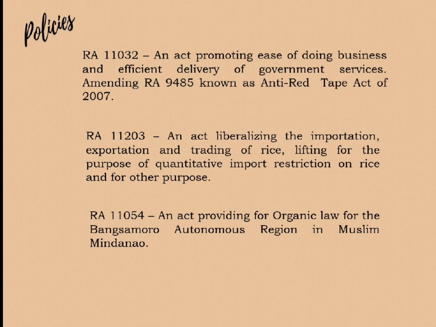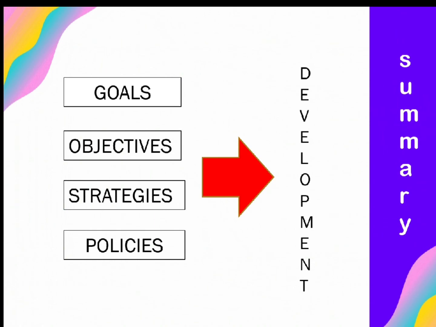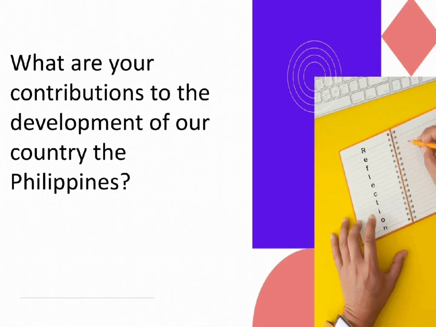Actually, there are lots of policies. I just name a few that I think are relevant to the implementation of development goals, objectives, and strategies. In summary, if the goals, objectives, strategies, and policies of the Philippine Development Plan are properly implemented, the result would be an inclusive development. Lastly, as a reflection on my report, I will pose you this question.